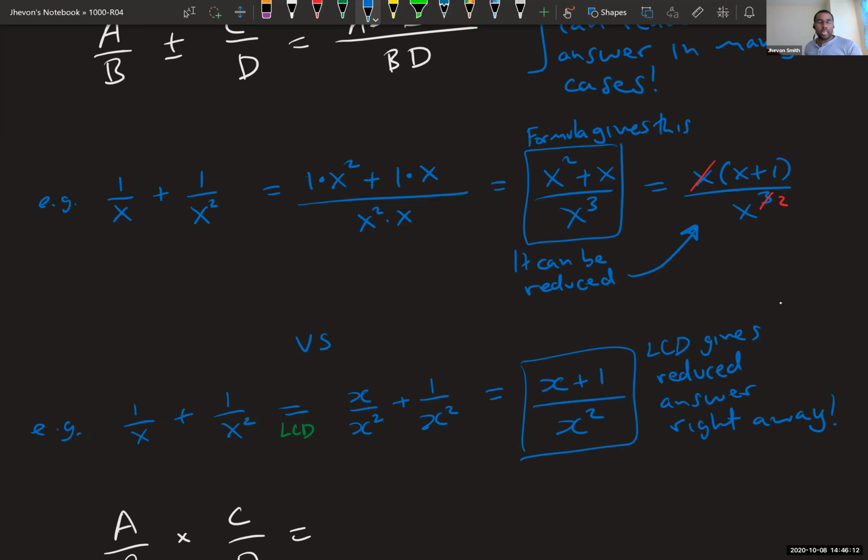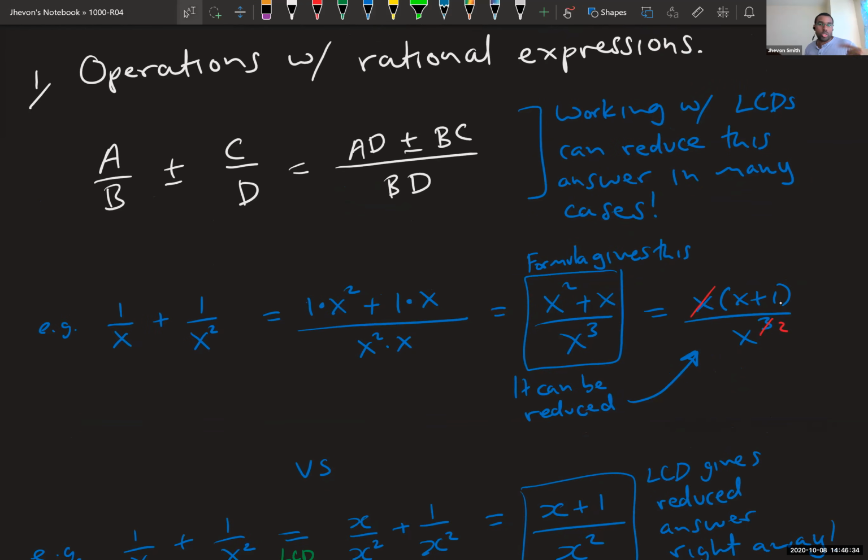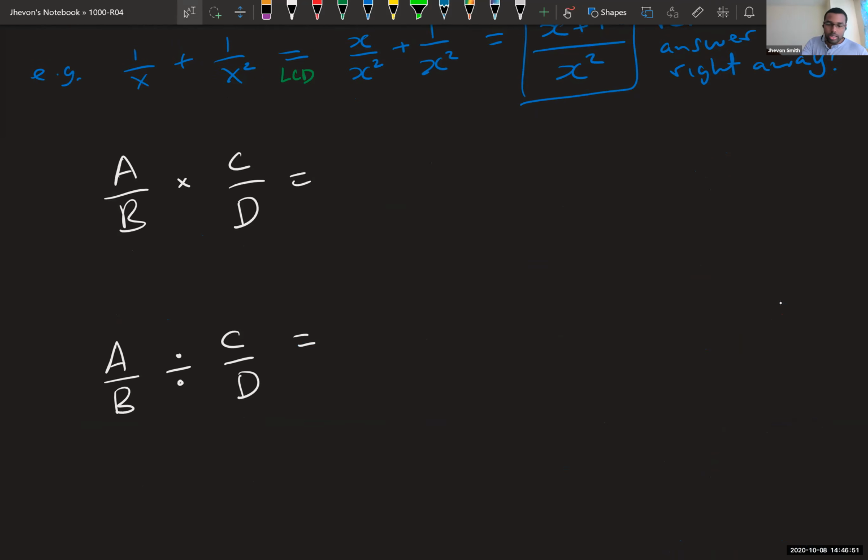So I don't want you to come away with the impression that somehow the LCD method is the way to go, or it's the only way to go, or it's a superior method. In terms of simplifying, it's nicer, right? Once you do things in terms of LCDs, the answer that you get for the most part is going to be simplified already. Whereas if you just mindlessly apply this formula, which works for fractions in general, you'll get the answer, but you might have to reduce it further. Which, I mean, you need to know how to simplify rational expressions anyway. So if you get an answer that's not fully reduced, you should know how to reduce it. But that's just something that you should be aware of.